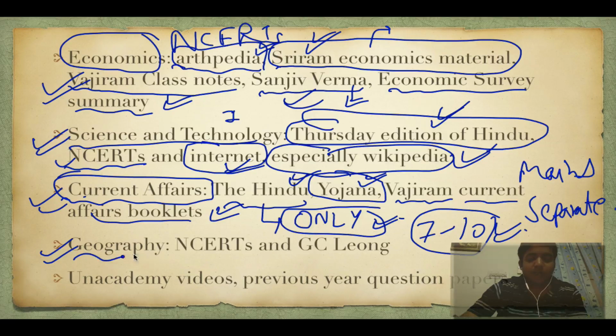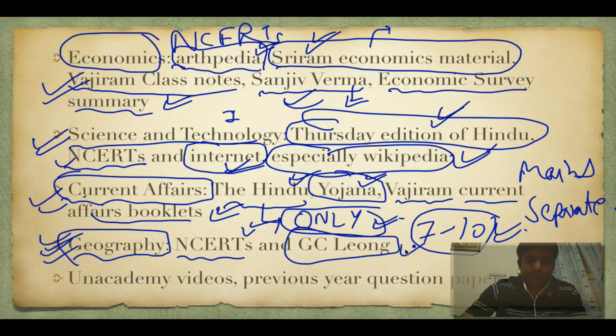Then we have geography. Geography is extremely important. However, it has been neglected in the prelims examination in the last 2-3 years. But do read NCERTs and GC Leong. It's an extremely important textbook for geography. Not updated in quite some time, 30 odd years, yet highly relevant for the UPSC examination.